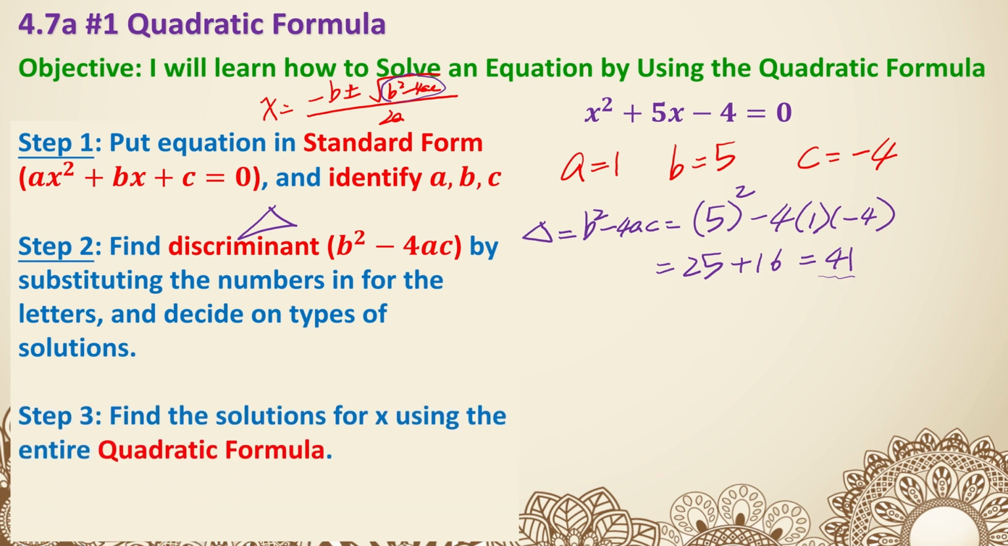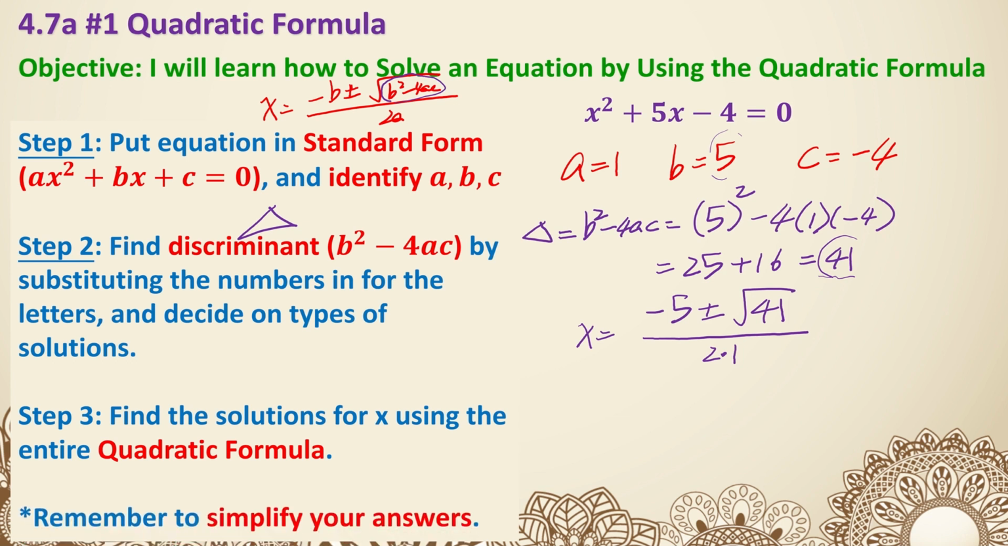Now we can actually use the quadratic formula. We already found out this is going to be the number under the square root, so we just need to set up everything else. Negative b, my b is a 5, so we're going to have a negative 5, plus minus the square root of b squared minus 4ac, which we already found is 41, so it's the square root of 41, and the whole thing all over 2a. My a is a 1, so it's 2 times 1, which is a 2.